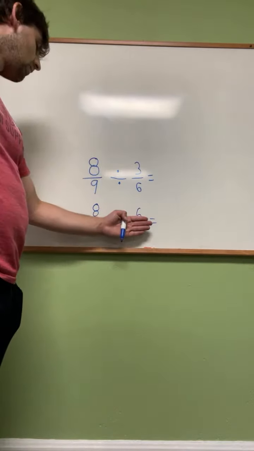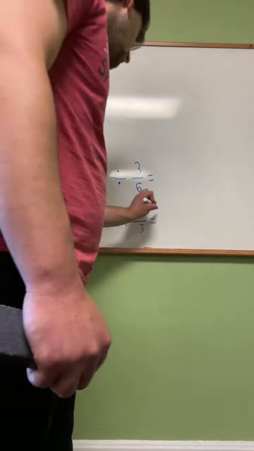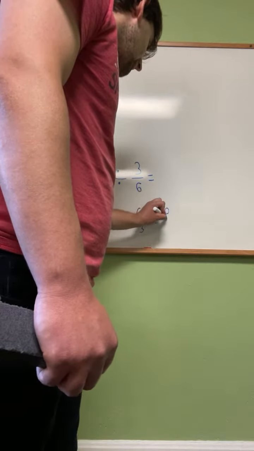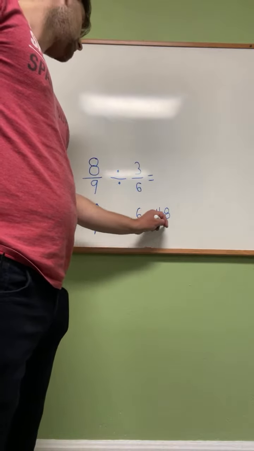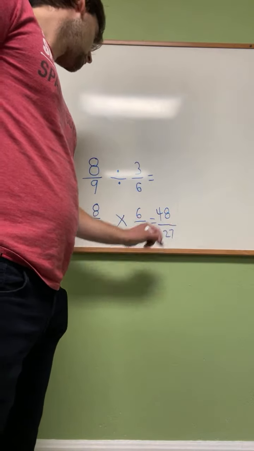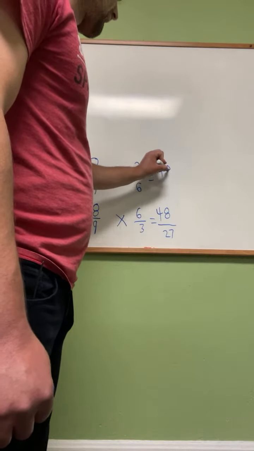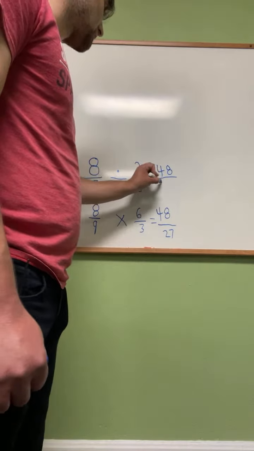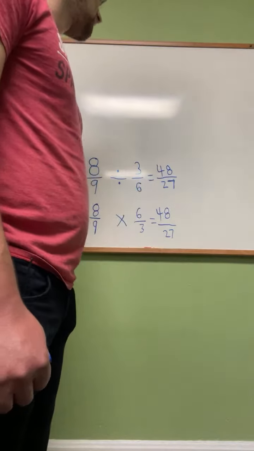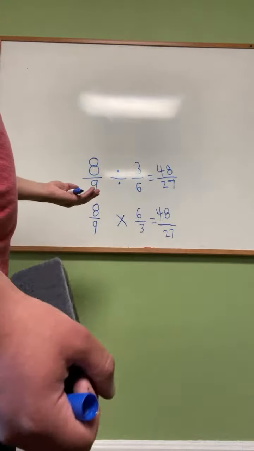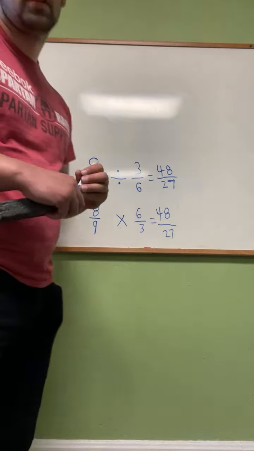All right, so again, we're multiplying the top numbers or the numerators. 8 times 6 equals 48. 9 times 3 equals 27. 8/9 divided by 3/6 would be 48/27. Now, there's a lot of ways to simplify that. We can change that into a mixed number. But I'm not gonna worry about simplifying it right now, again. All right, so I'm gonna leave that there.